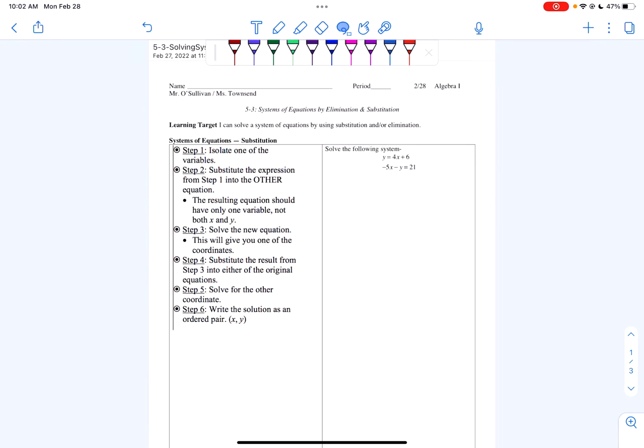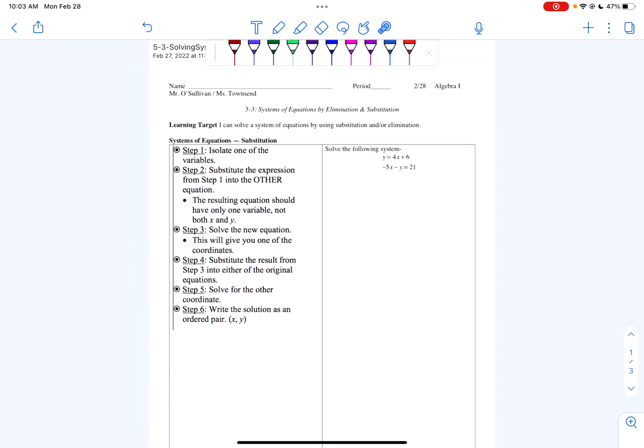Today we're going to be looking at lesson 5-3, Systems of Equations by Elimination and Substitution. We've done systems of equations by substitution and elimination over the past few days before the break, so today we're just going to do an example of each to make sure that we remember our procedures. Today's learning target, we already did. What we're going to do first, we're going to solve the system by substitution.